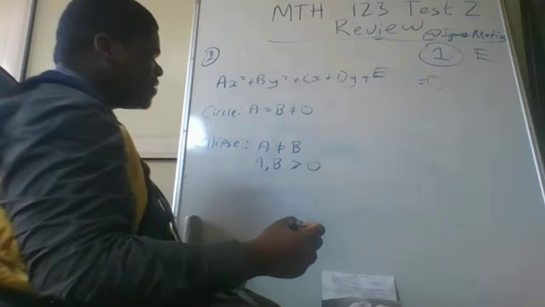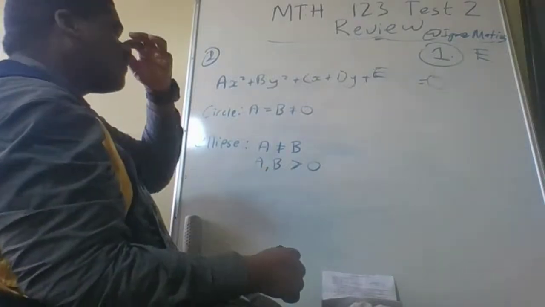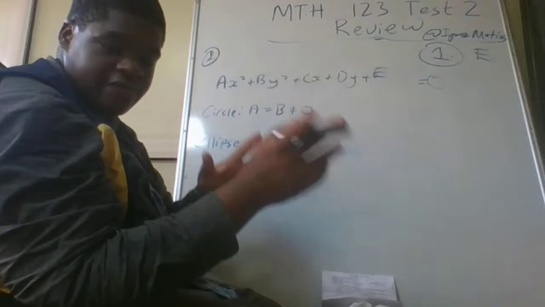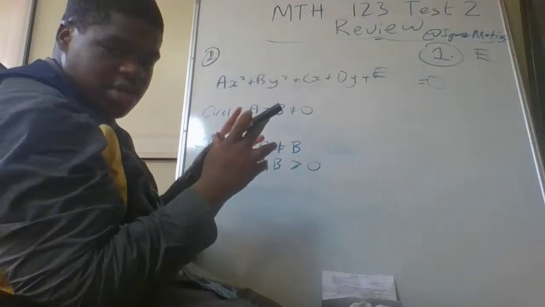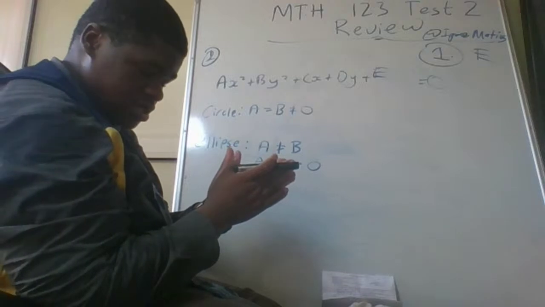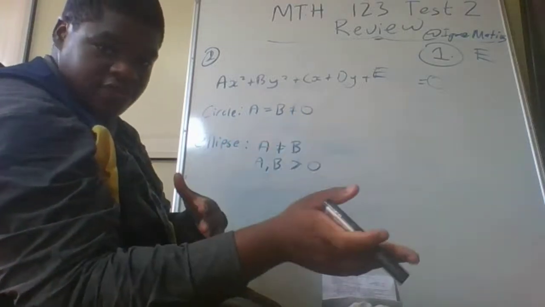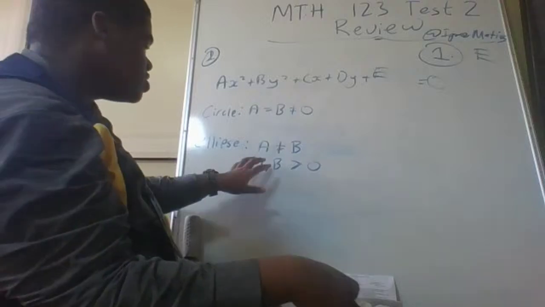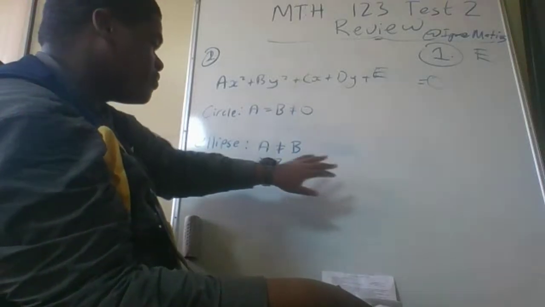Now, how do I know that A and B are both greater than zero? It's because we saw that A squared and B squared are the coefficients of x squared and y squared, and anything squared is going to give you a positive number. So A and B are both going to be greater than zero.